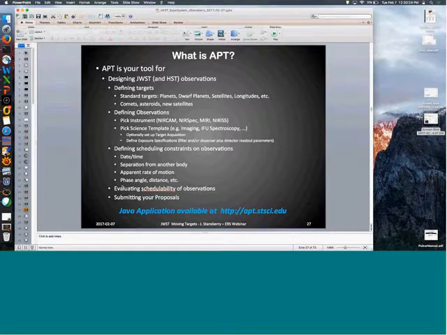It will show you visibility windows for your targets, when your target is going to be in the field of regard of JWST. Those are periods of roughly 45 days twice a year. And it's also how you'll eventually submit your proposal. You fill out a cover page and attach your PDF file, fairly standard stuff for space observatories. It's available at apt.stsci.edu at any time.